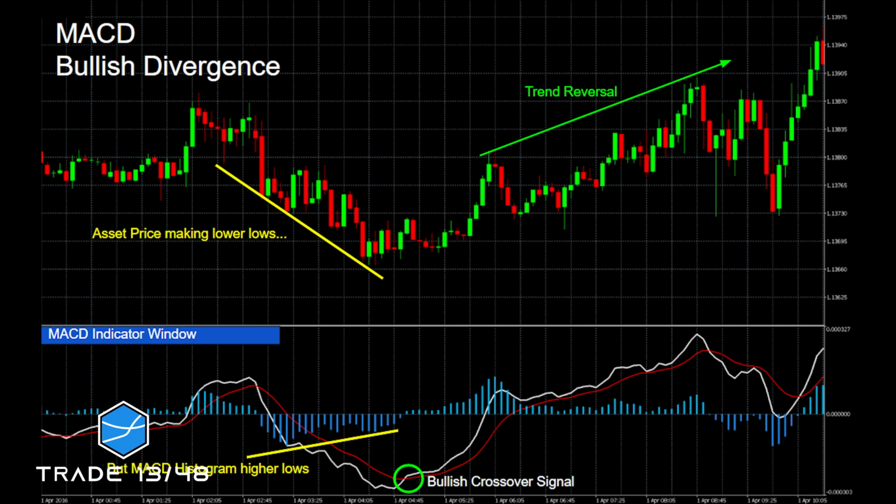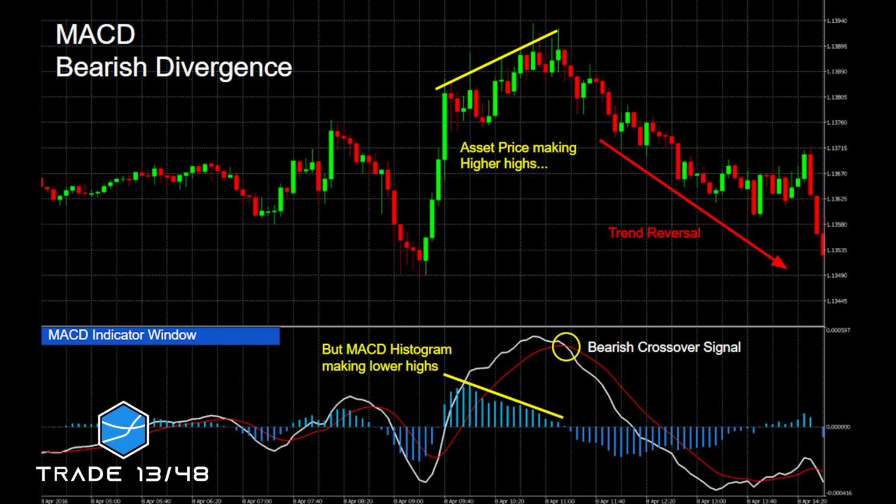Now, the MACD can also be used to identify potential trend changes by looking for divergences between the MACD line and the price action. A bullish divergence occurs when the MACD line makes a higher low while the price action makes a lower low. This can be a sign that the underlying trend is losing momentum and could potentially reverse. Now, a bearish divergence, on the other hand, occurs when the MACD line makes a lower high while price action makes a higher high.